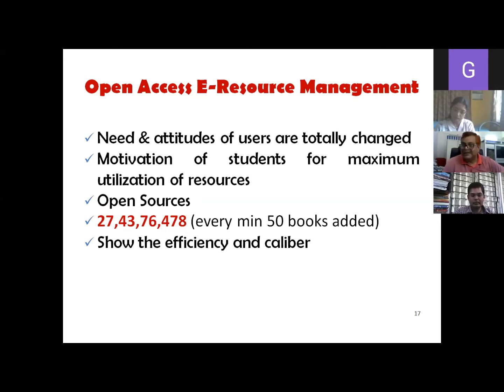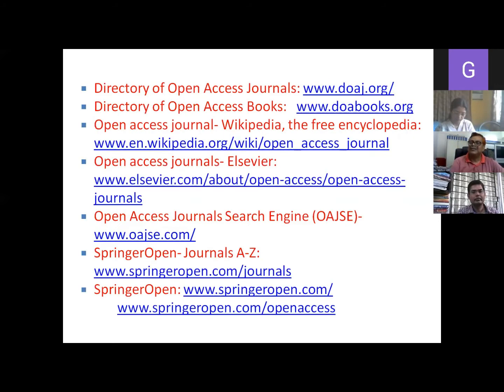So in open sources, as I have already mentioned, 27 crore 43 lakh 76,478 books are available, and every minute 50 books are added to the databases, etc. This shows the caliber and efficiency of online e-resources which we are having in our day-to-day activities, which are provided to us by different digital mode or electronic mode.